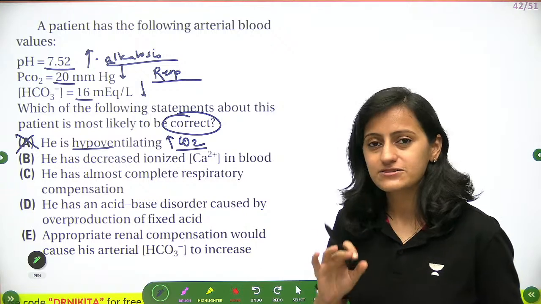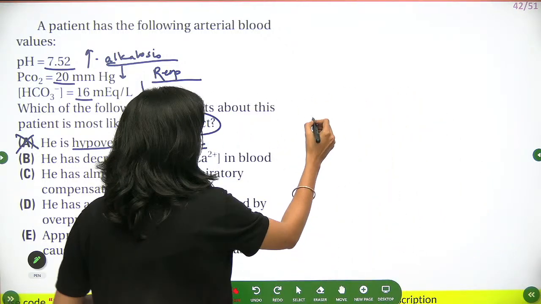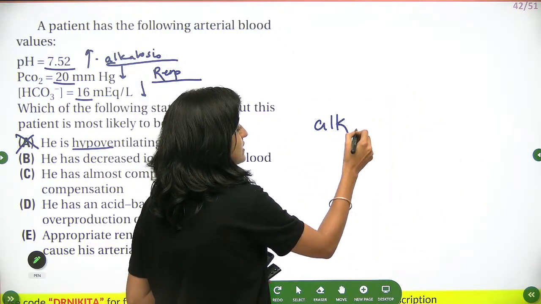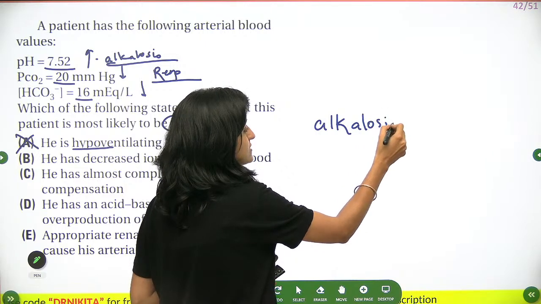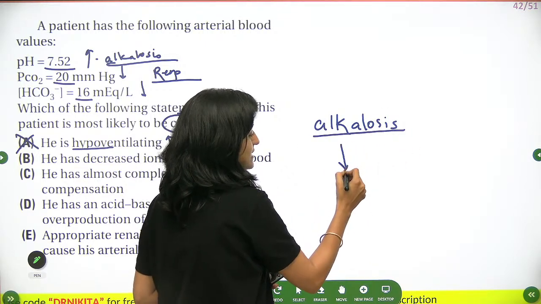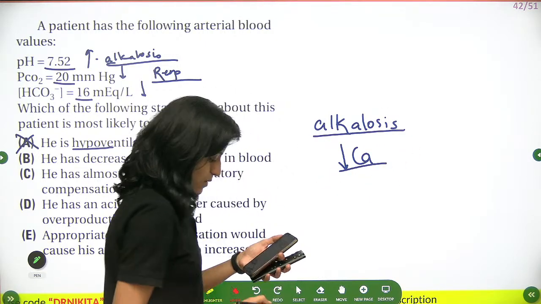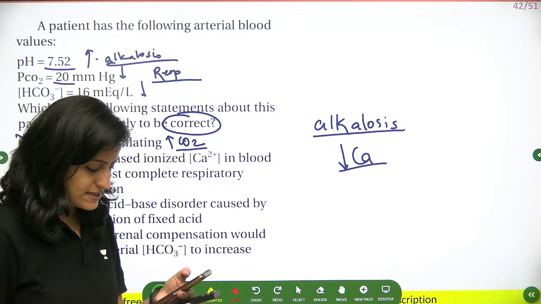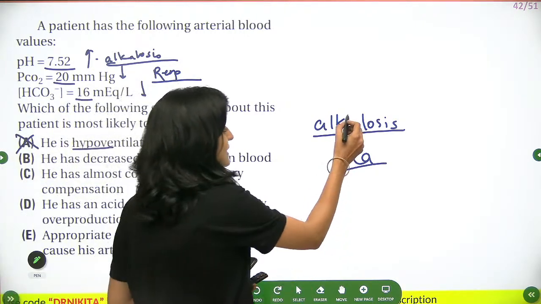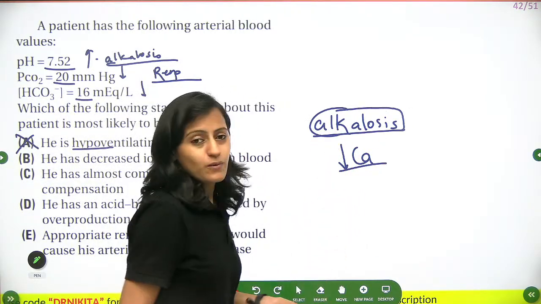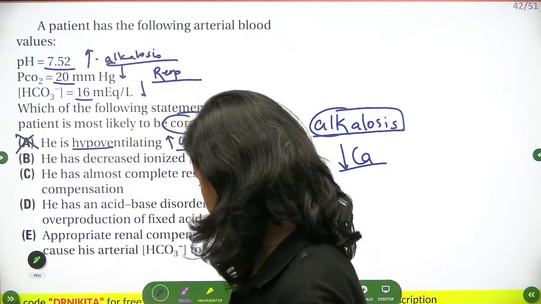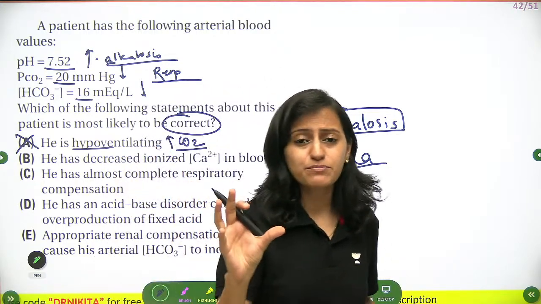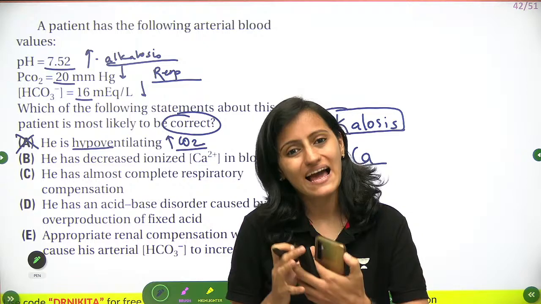Correct or incorrect? See, this is very, very important in alkalosis. In alkalosis disorders, remember there will be a decrease in the calcium. Why will there be a decrease in the calcium? Because in alkalosis, what's happening? The albumin binds to your calcium.